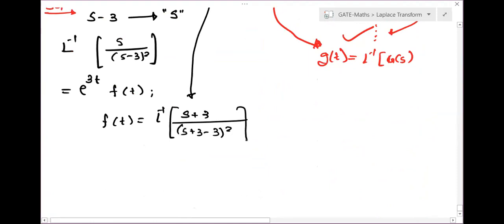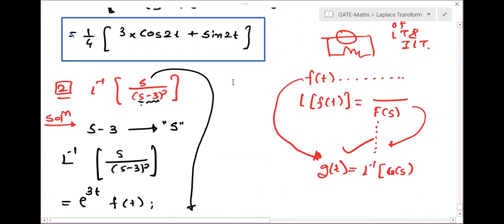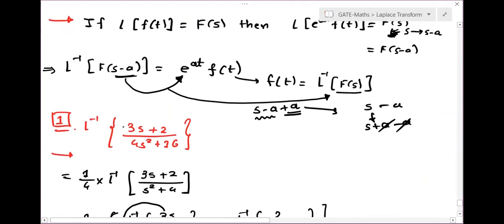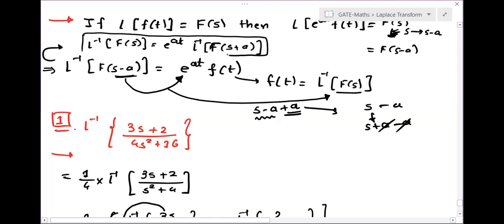Or from here, I can give you a simplified version of the first shifting property as well. Let us write its another version. Suppose it is Laplace inverse of f of s only. If we are taking e to the power at, it will become Laplace inverse of f of s plus a. That means instead of s, you have to write s plus a. You have to replace s with s plus a over here. For Laplace, we were replacing s with s minus a. For inverse Laplace, we have to replace s with s plus a.